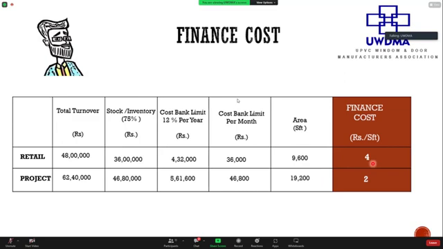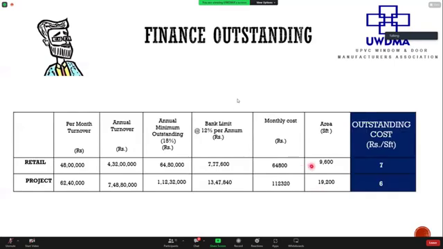So this finance cost is coming to approximately rupees 4 per square feet in the case of retail sites, and in the case of project sites, it is coming to 2 rupees per square feet. So this also you can calculate according to how much loan you are taking and all. Then there is one more finance outstanding item which I'm not so good at. It is coming to approximately rupees 7 per square feet and rupees 6 per square feet.